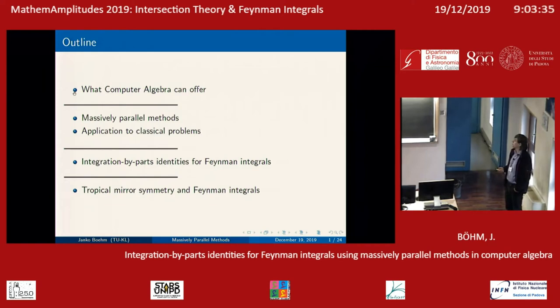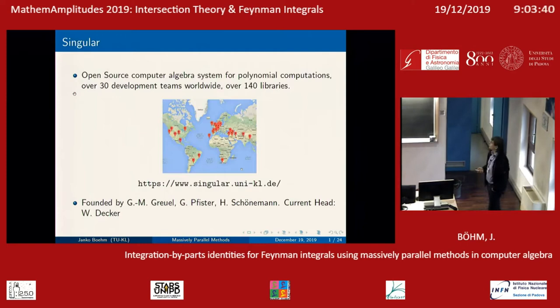I'm from Kaiserslautern, and we developed this computer algebra system Singular. It's an open source system for polynomial computations, you can say for commutative algebra. We have a lot of development teams contributing to this system. It was founded by Gert-Martin Greuel, whom you perhaps know as a long-term director of the Oberwolfach Institute, Gerhard Pfister and Hans Schönemann, and the current head is Wolfram Decker.